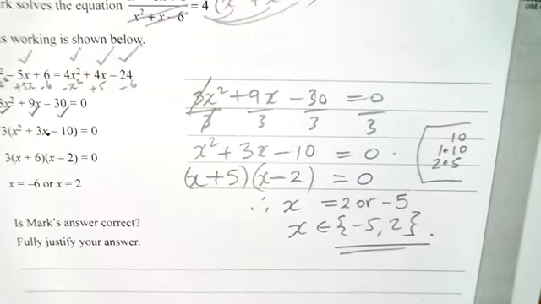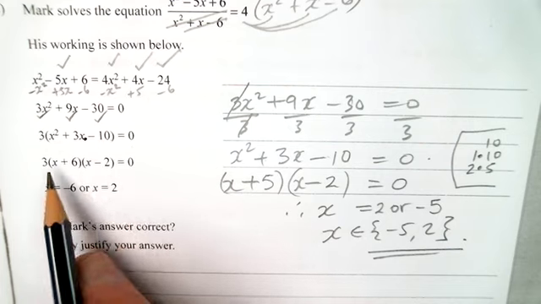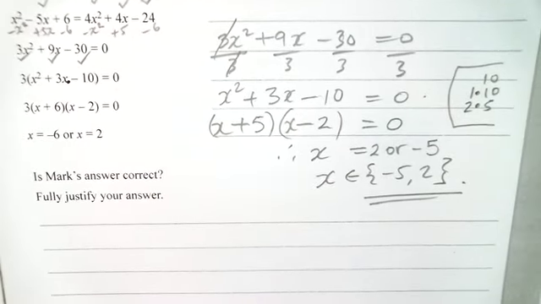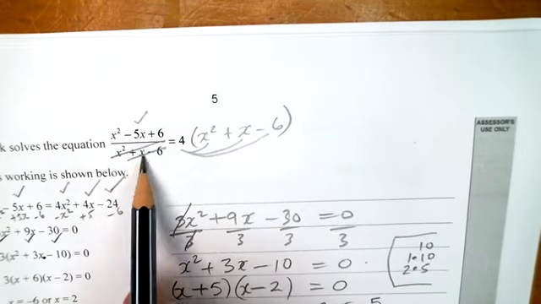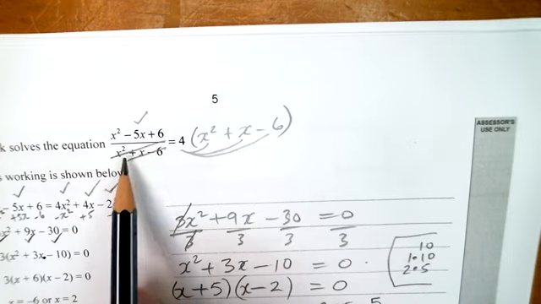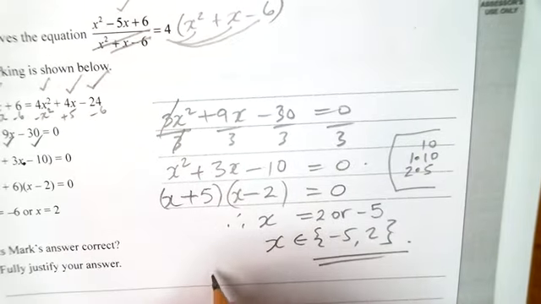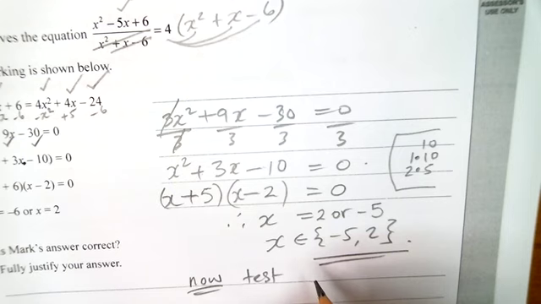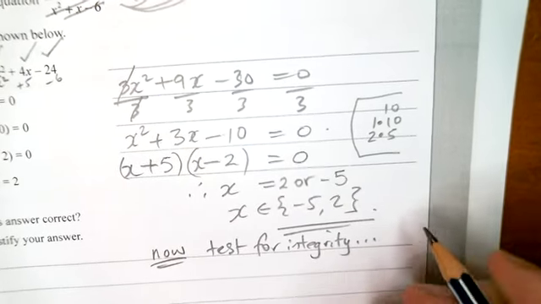But in this case, they've got negative 6 and 2. We've got negative 5 and 2. So clearly the factorization is incorrect. The other thing we have to do now is, because we've got a fraction here, we have to check and test and see whether the solutions we've got are actually true. So let's now test for integrity. We'll do an integrity quick test.